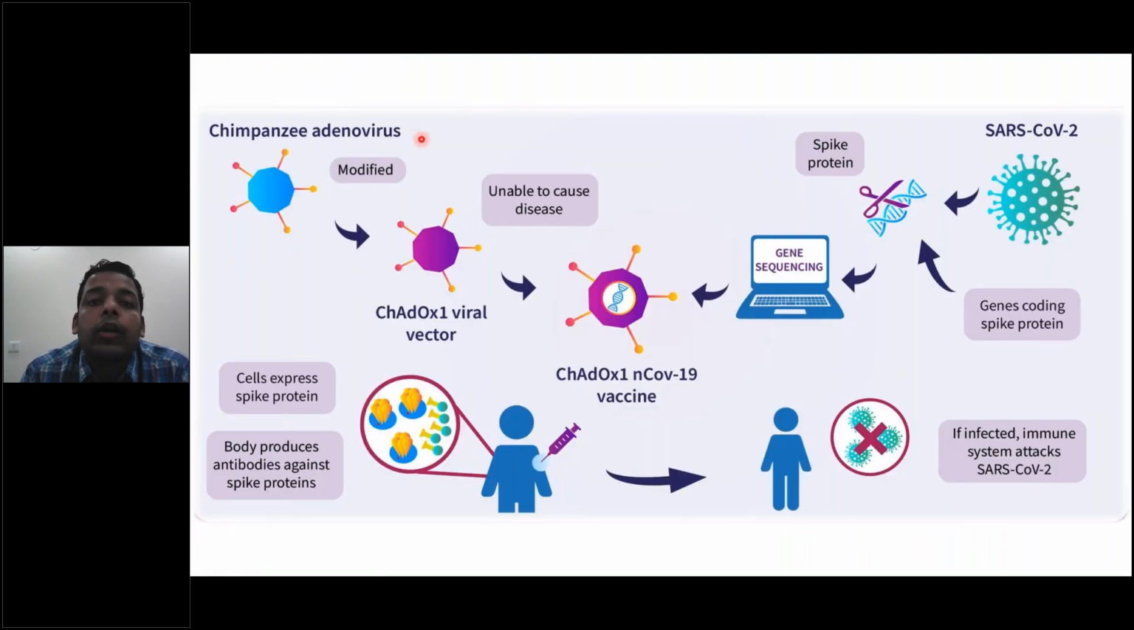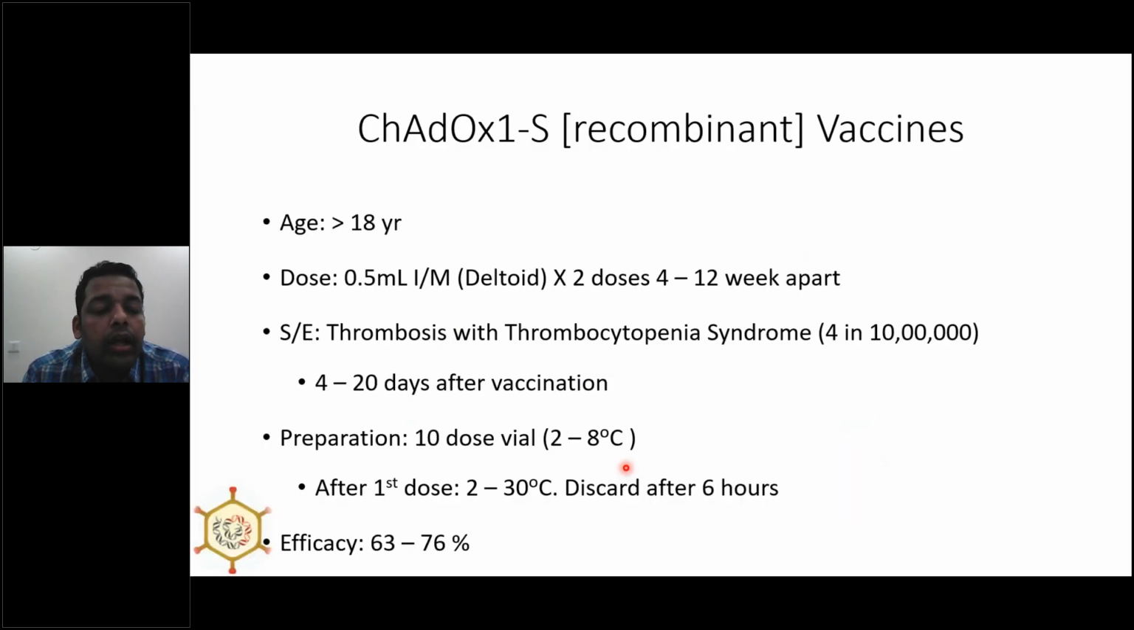Here, the chimpanzee adenovirus is used, so a non-human adenovirus is used. It is modified to be unable to cause disease, and in this vector, again, the genes for the spike protein are inserted, and then this vector is the vaccine. This vector in combination with this gene becomes the vaccine, and when injected, this leads to protection against the COVID disease. This is also recommended for more than 18-year-olds.